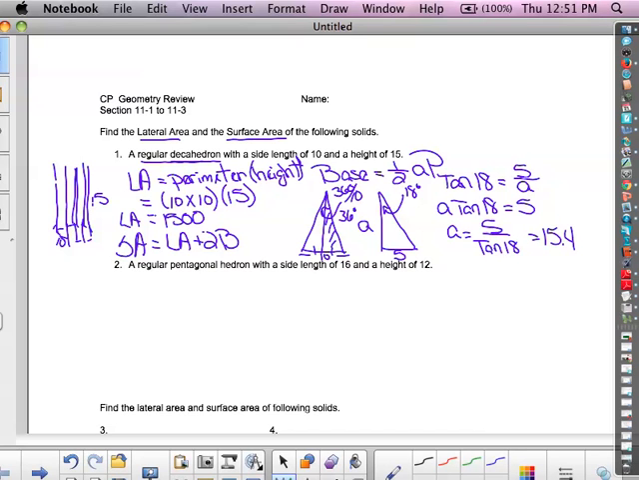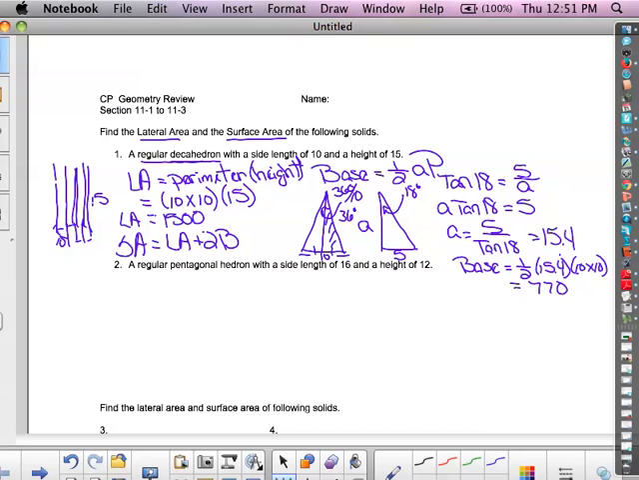So now, using the formula to find the area of a base, I have 1/2 times 15.4 times the perimeter. The perimeter is the number of sides, 10, times the length of a side, 10. So I get the area of a base is 0.5 times 15.4 times 10 times 10, which is 770.